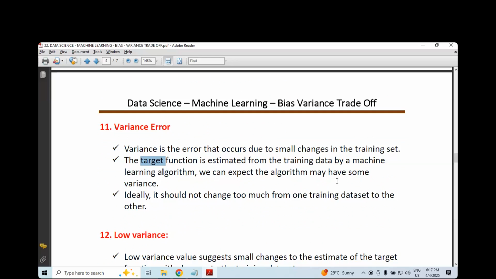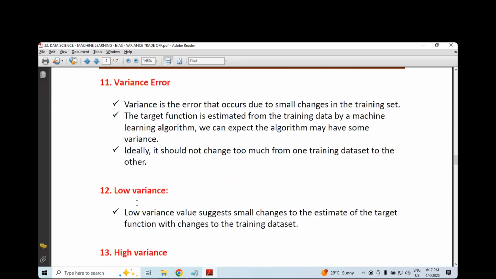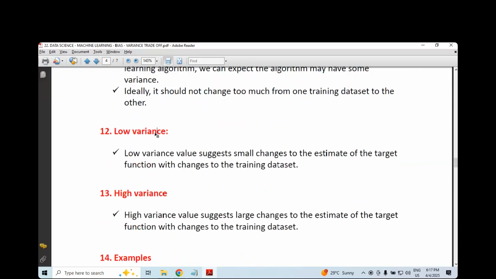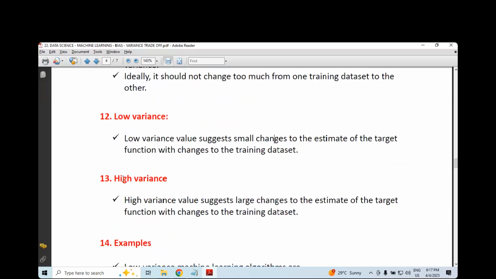And we can expect the algorithm may have some variance. Ideally, it should not change too much from the training data set to the other data set. Low variance means small changes from the training data set. High variance means large changes.